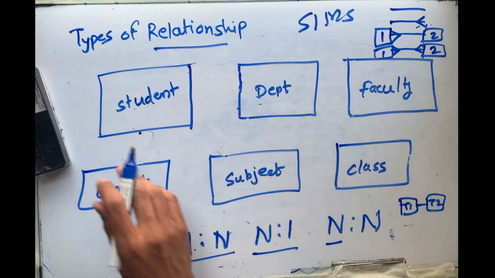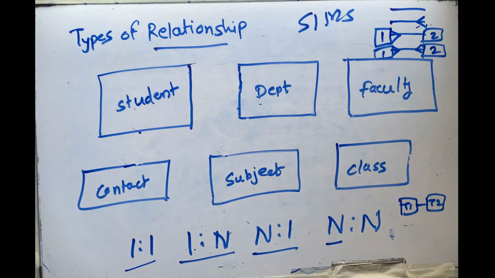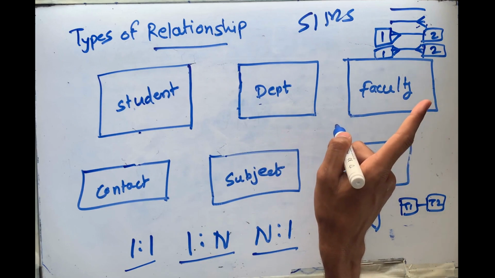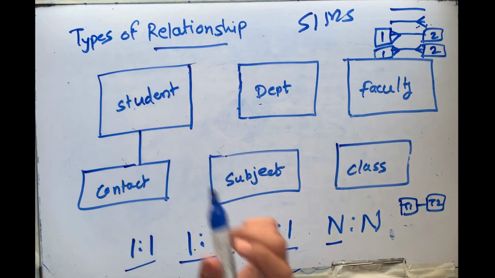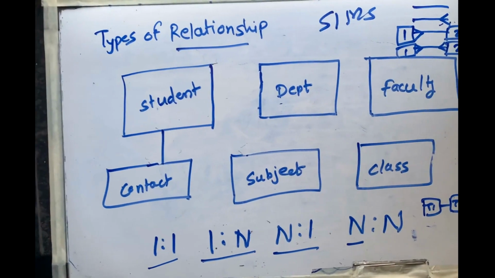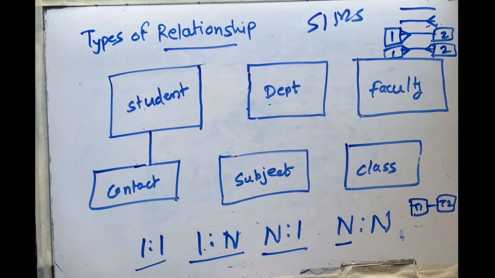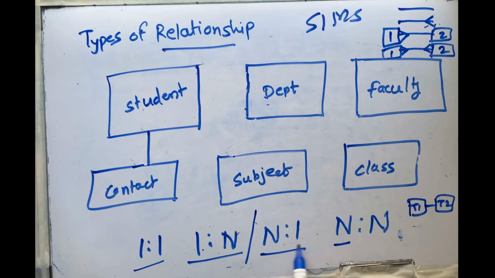So we will see practically how we can implement this. Student is the table, correct, and contact is the table. So one student has one contact, correct. So that is the one to one relationship. Yes, one to many or many to one.